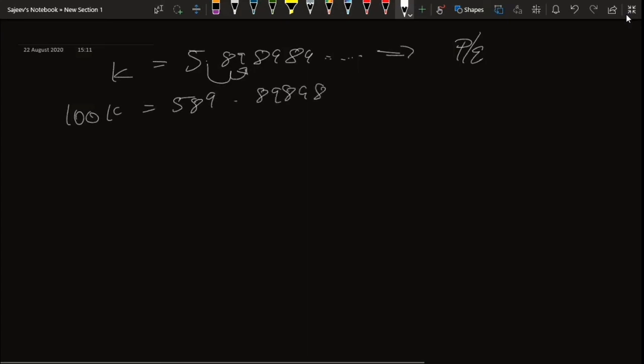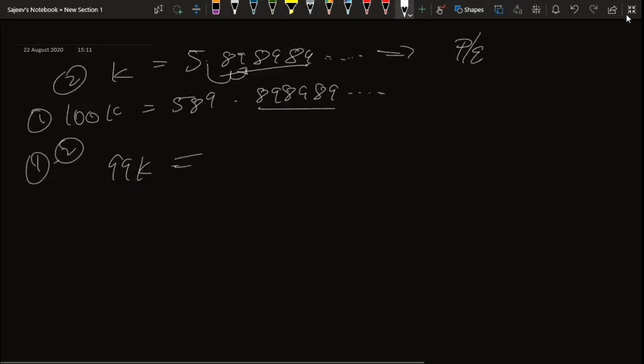100k is 589.898989. Now notice this part and this part are the same. So if I subtract these two equations, then our decimal part vanishes. So I have 99k, I am subtracting, 1 minus 2. 99k equal to 584, or our k is 584 by 99.